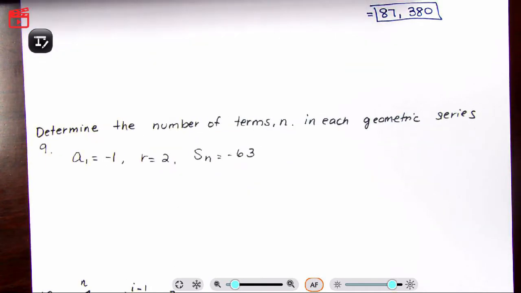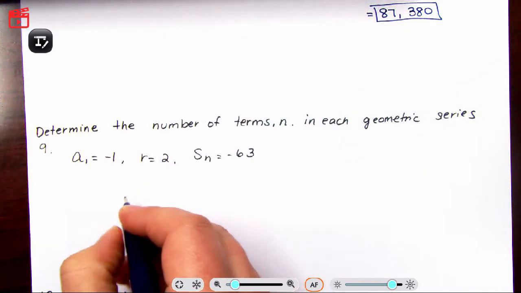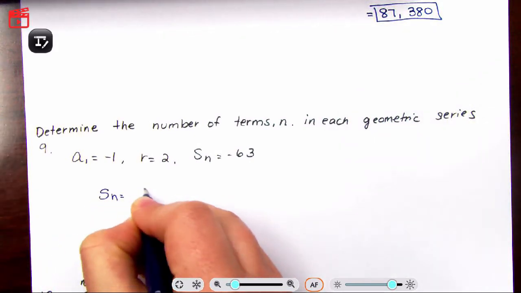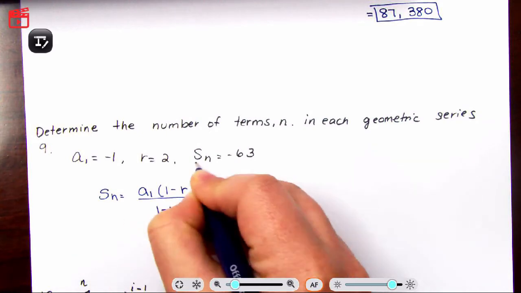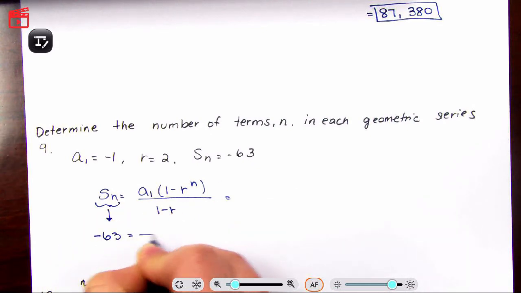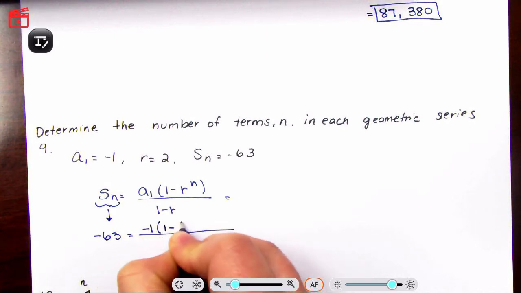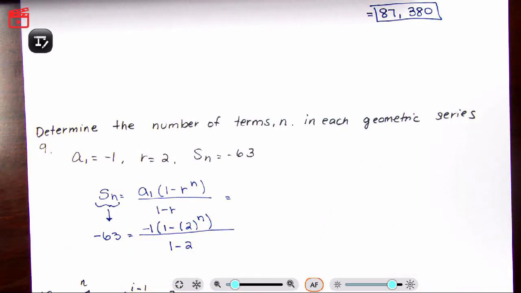Determine the number of terms n in each geometric series. Now, you know this is a finite series because, first of all, they're trying to get you to tell you the number of terms. How many numbers did you actually add up? Also, S sub n tells you that you're going to have a finite series. All right, so formula time, S sub n is equal to a sub 1 times 1 minus r to the n power divided by 1 minus r. They tell you what S sub n is. They said this is negative 63. They tell you that a sub 1 is negative 1. They tell you that r is 2. So the only unknown that you have is n. And that's what we're trying to find out.